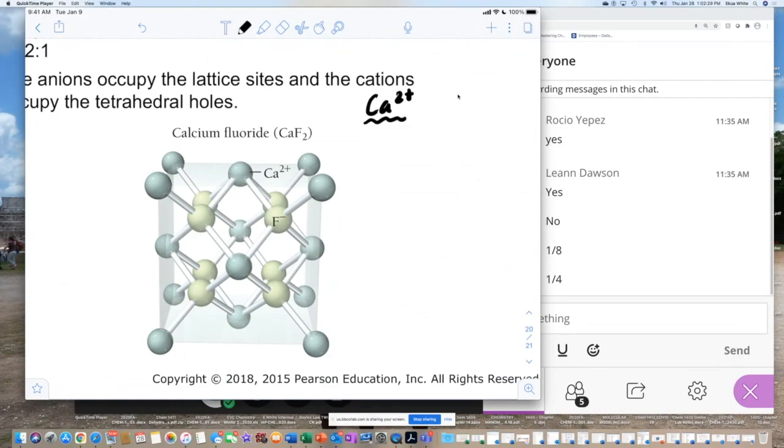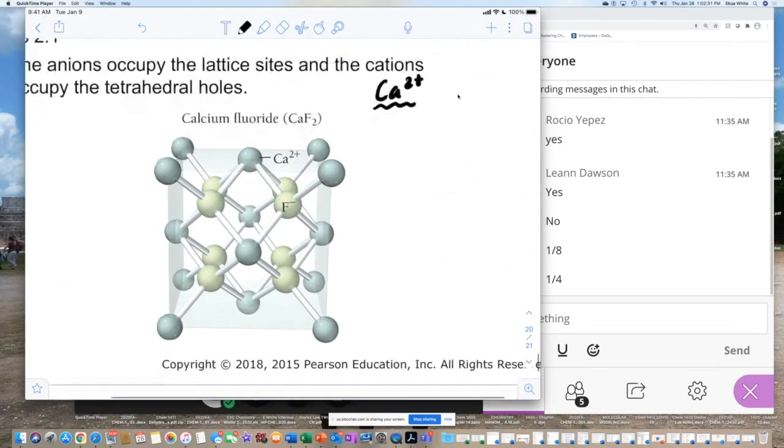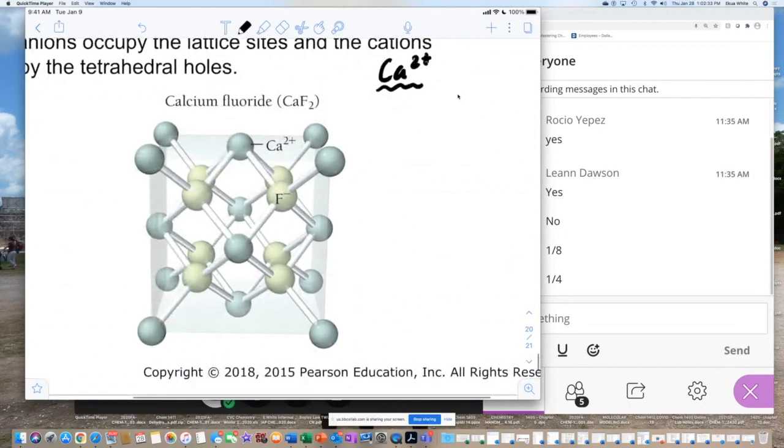Okay, so right here I have calcium ion. We're looking at that first. Let's look at the corner pieces, right? 1, 2, 3, 4, 5, 6, 7, 8. Let's get those out of the way. Corner: 8 times 1/8 equals 1 atom.